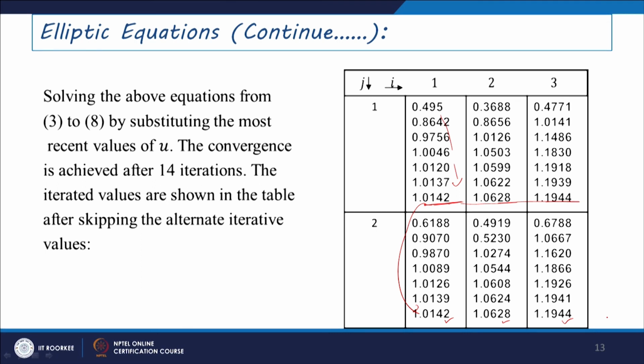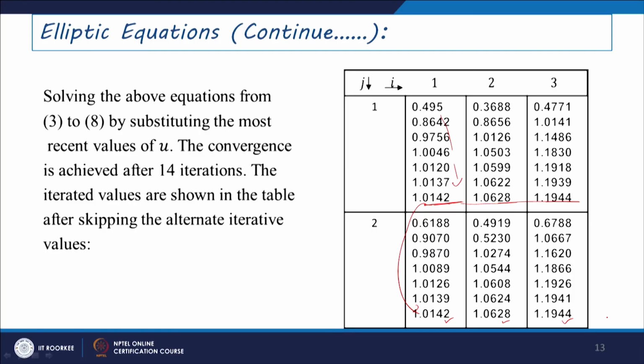So the iterative values are shown in the table after skipping the alternate iterative values. If you just consider here, then you can find this updating of the values from this table here. So whenever we are going through this tabular values calculation, in each of these i step values, if you just see here, 0.495 minus 0.8642, and likewise if you go, finally we can find the difference of 1.0137 minus 1.0142 here. Then we can find these convergence rates. So if you visualize, this convergence is coming up to third order here.